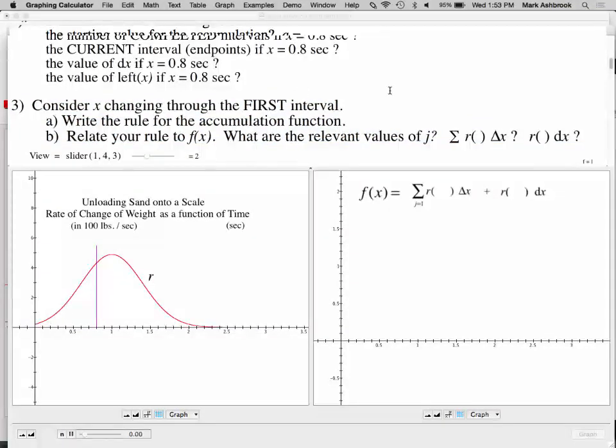So consider x changing through the first interval. That's what I'm showing. X is only changing through the first interval. Write the rule for the accumulation function, and then relate the rule to this. What are the relevant values of j? The summation of r delta x and r dx. Take a minute and see how you do on this. Just in the first interval, write the rule for the accumulation function and relate it to our fx function.